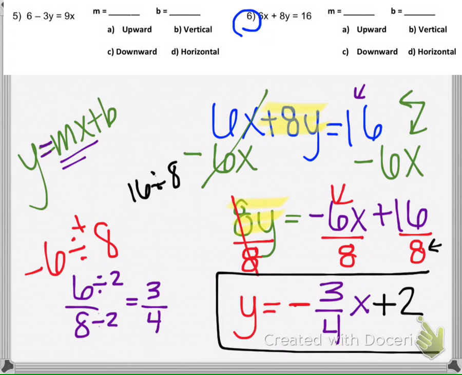So now we have the y by itself. So the number in front of x is your m, your slope, so negative 3/4.